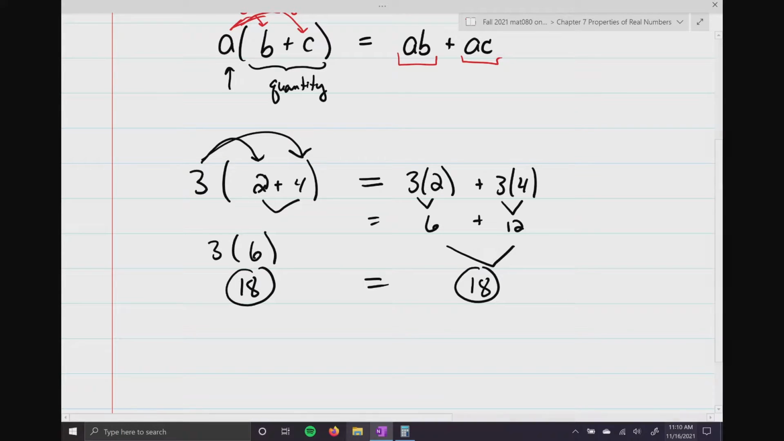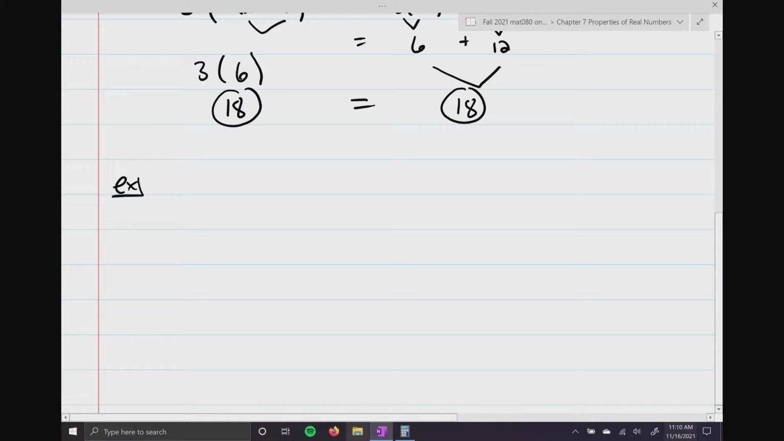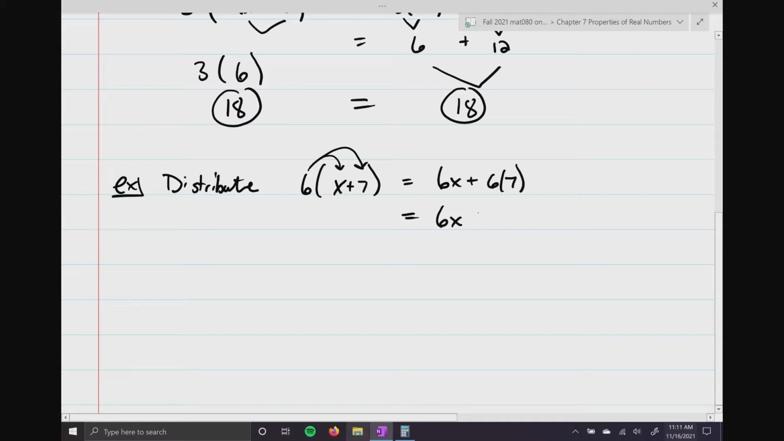And what it really helps us out with is when we can't add the things inside the parentheses. So like, for example, here, if the directions were to distribute 6 times (x plus 7), well, what we want you to do is take this 6 and multiply it times x, and then multiply it times 7. So we write it out, and then if we can, we do any sort of simplifying that we can. Now, we don't know what 6 times x is, and that's because we don't know what x is. However, we do know 6 times 7, which is going to be 42.